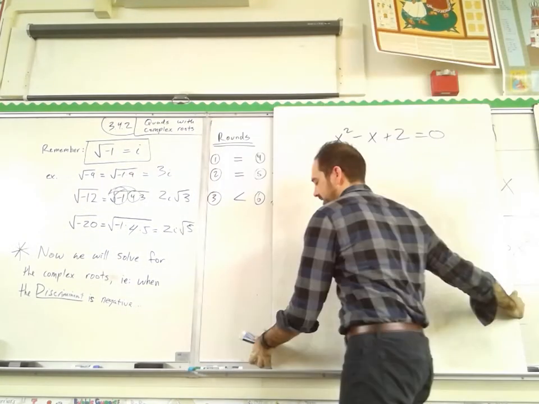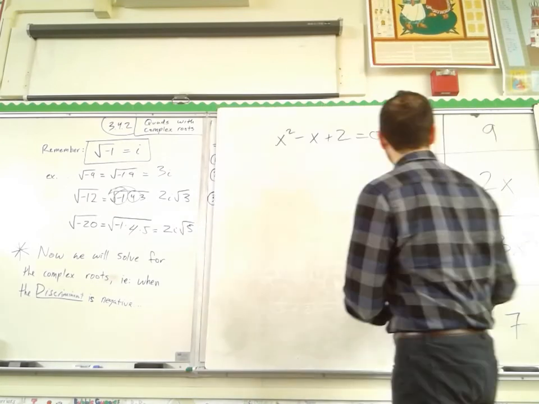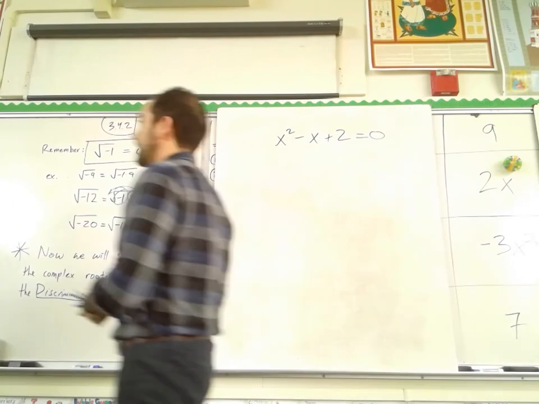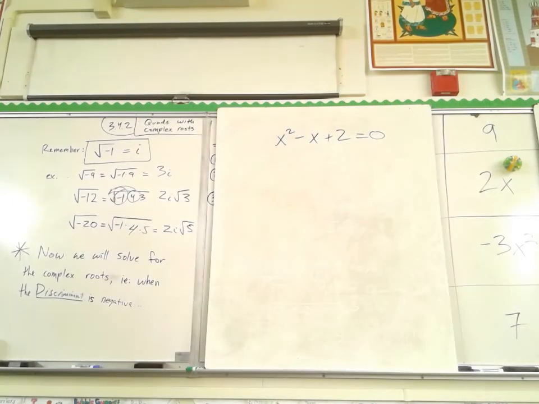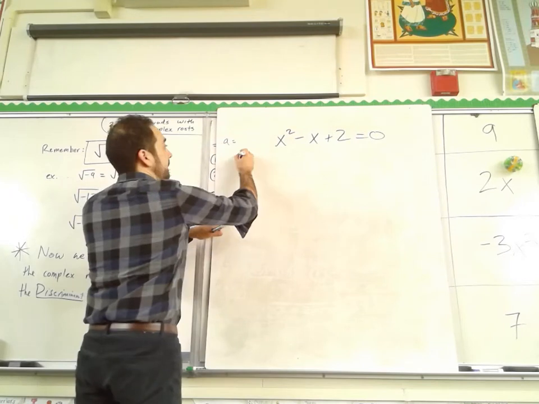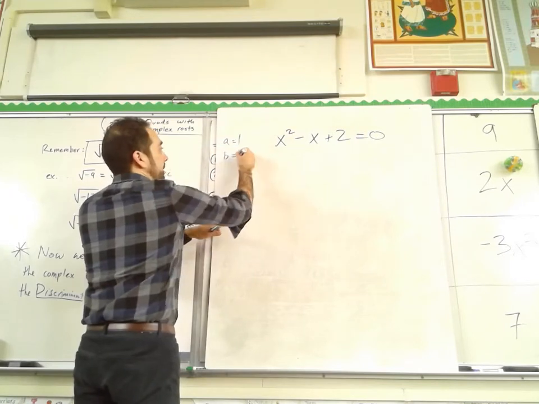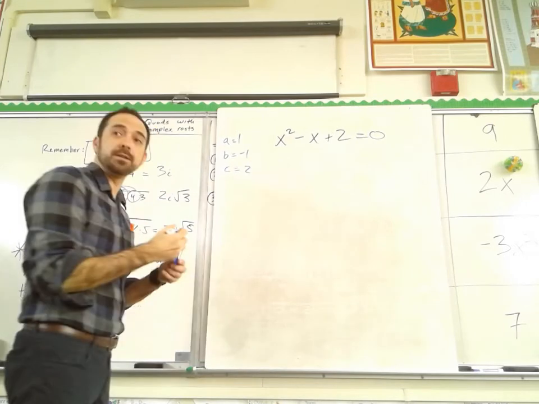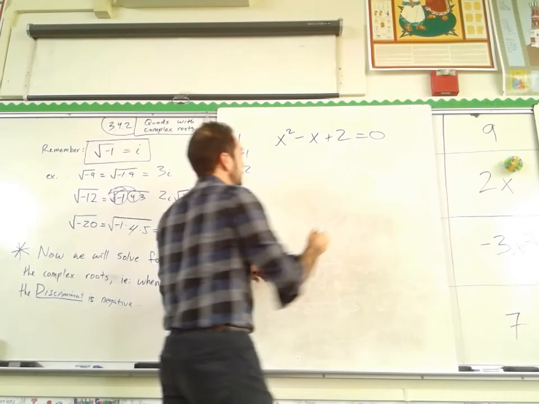Okay, so here is our quadratic. First, A, B, and C. A is 1, B is -1, C is 2. I like those. Those are pretty easy numbers to deal with. Let's go ahead and do the discriminant first, even though I know what I'm going to get, it just makes it easier to deal with.